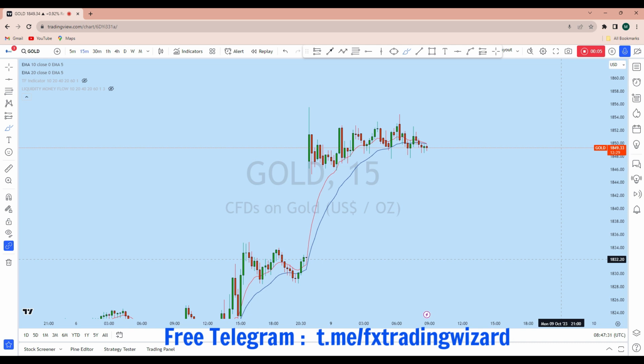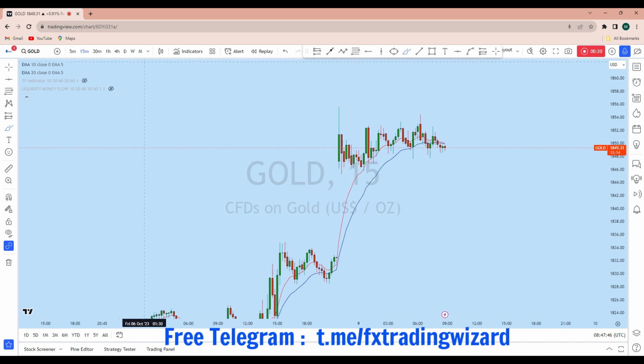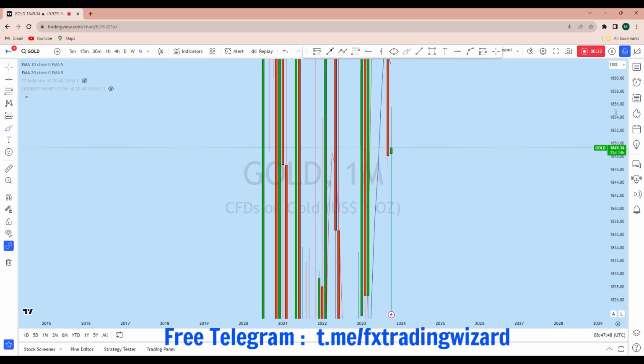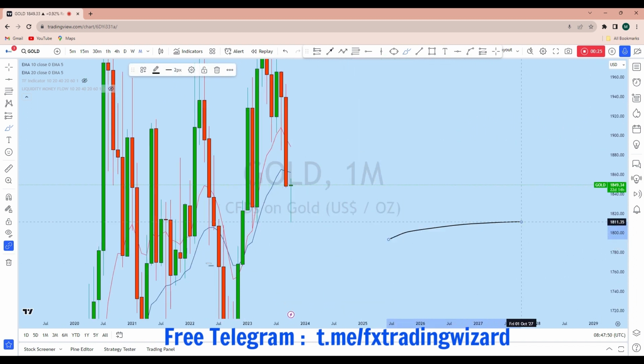Let's see what kind of trading opportunity we currently have in this instrument. From the lower time frame perspective, we can see that gold is currently showing a significant trading opportunity. Before we discuss how we can trade, let's first look at the bigger picture, starting with the monthly time frame to see the overall direction in the market.